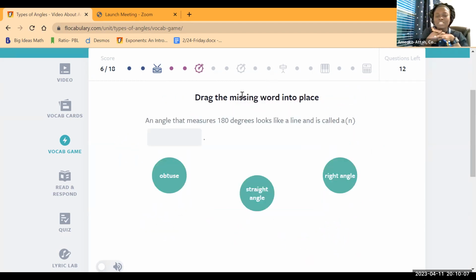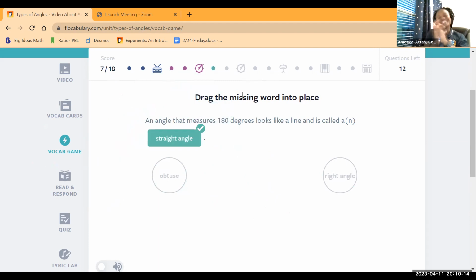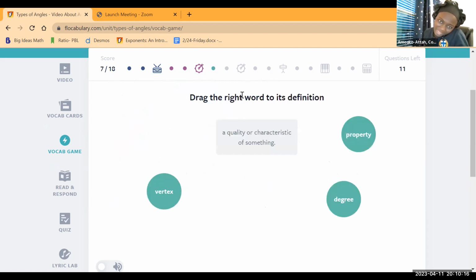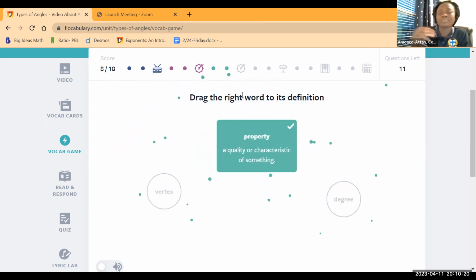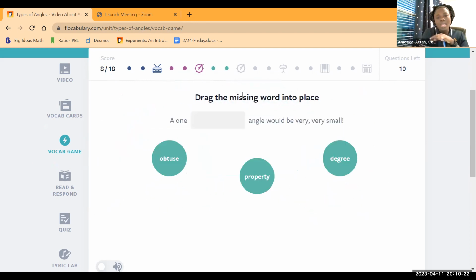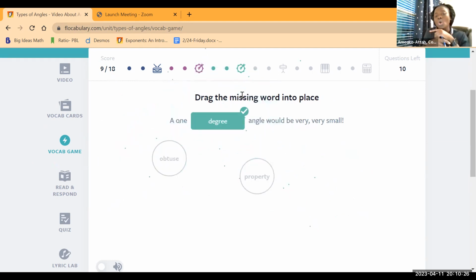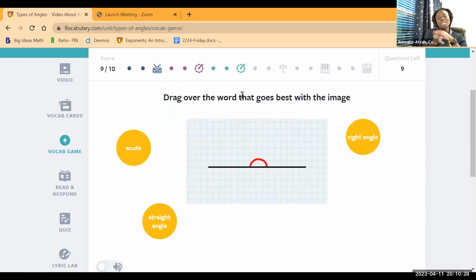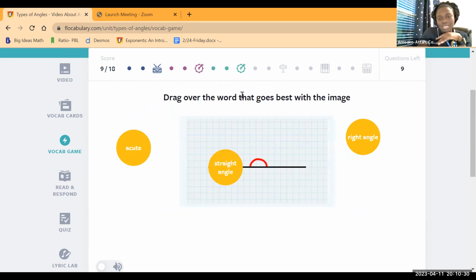An angle that measures 180 degrees looks like a line and it's called a straight angle. All right. A quality or characteristic of something is called a property. Good job. A 1 degree angle would be very, very small. How do you call this? A straight angle.